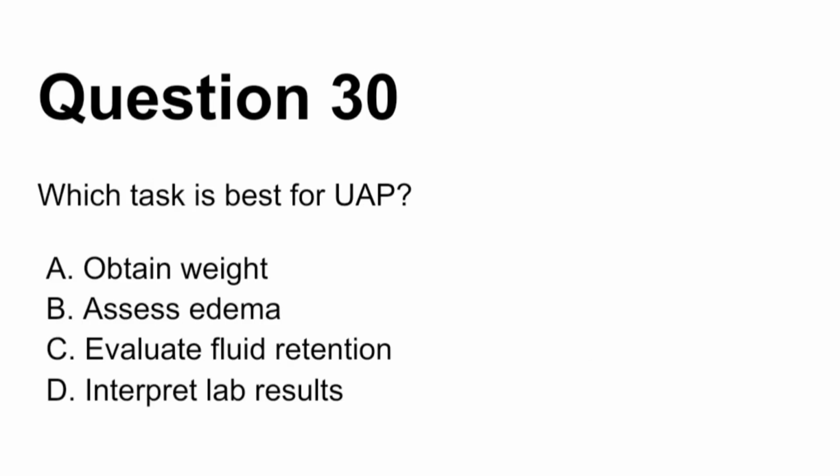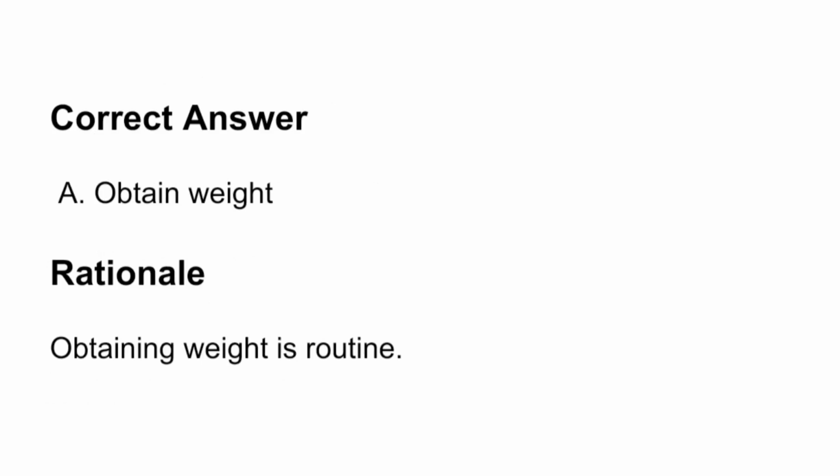Question 31. Which task is best for UAP? A. Obtain weight. B. Assess edema. C. Evaluate fluid retention. D. Interpret lab results. Correct answer, A. Obtain weight. Rationale: obtaining weight is routine.